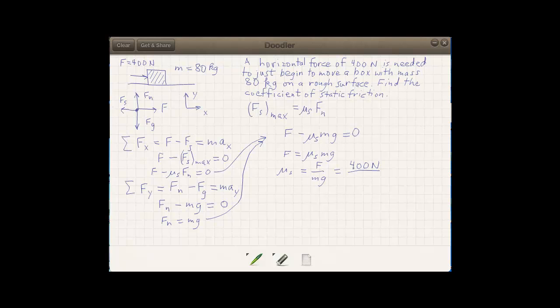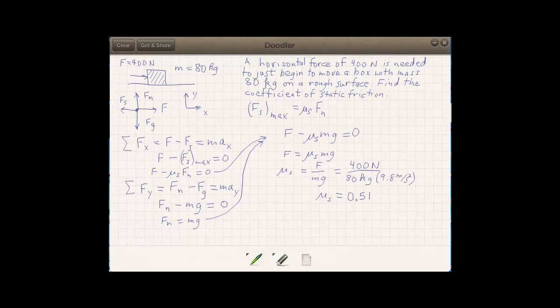So 400 newtons is the force that's applied. M is 80 kilograms. G, we know, is 9.8 meters per second squared. In the denominator, we have kilograms times meters per second squared, which is the same thing as newtons. So our answer is newtons over newtons, which cancels out. That makes sense because coefficients of friction are just numbers; they don't have any units associated with them. If you plug these numbers in for the coefficient of static friction, you get 0.51.